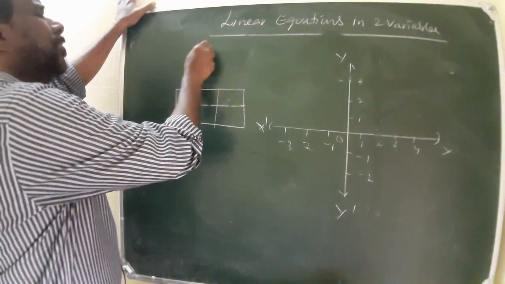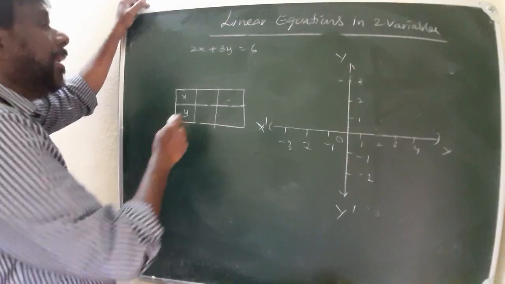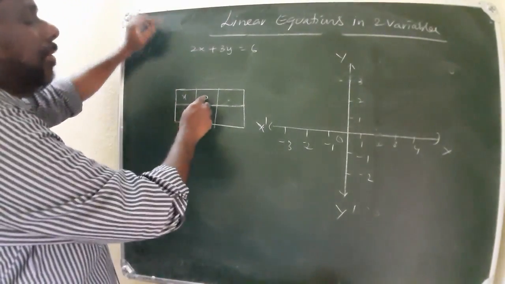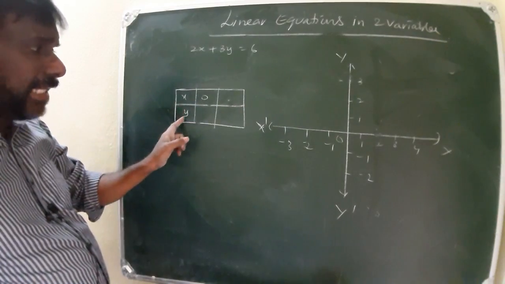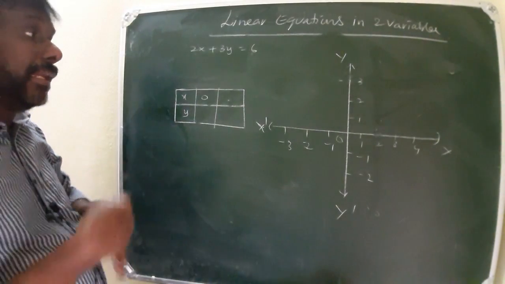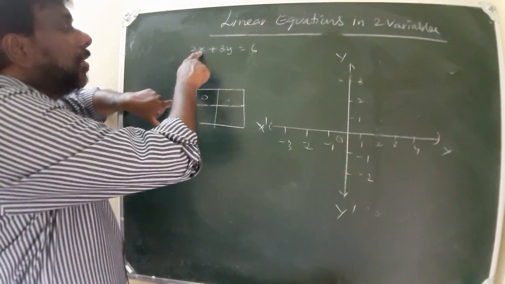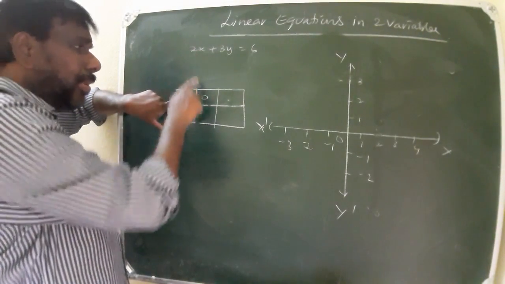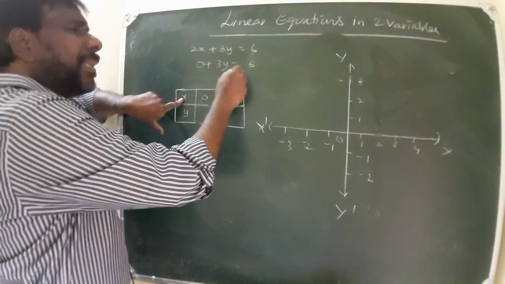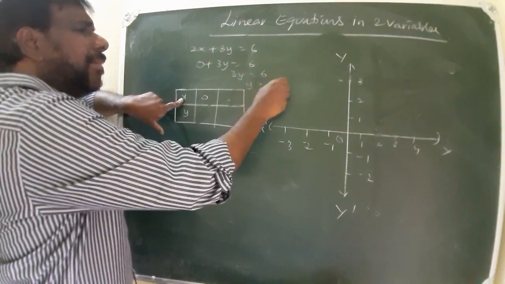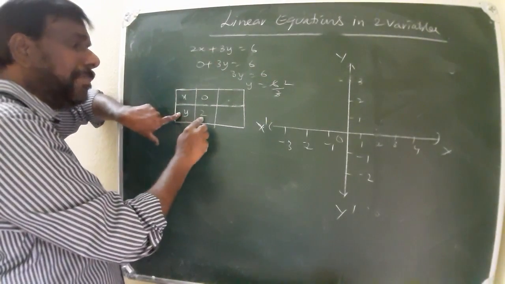For example, 2x plus 3y equal to 6. When a two variable equation is given, first you can take x equal to 0. Next, you can take y equal to 0. Then you can see how to get the values. When x equal to 0, substitute 0 in the place of x. 2 into 0 is 0, so 3y is equal to 6. y equal to 6 by 3, which is 2. So when x equal to 0 in this equation, y becomes 2.